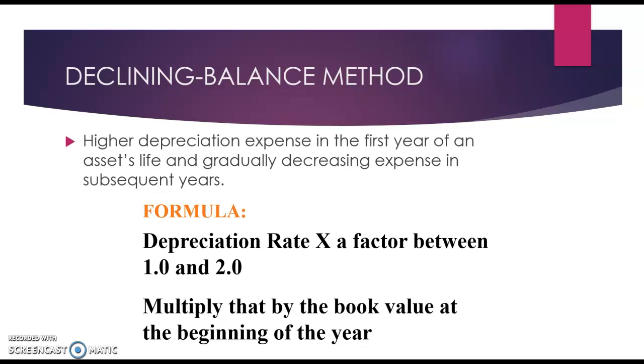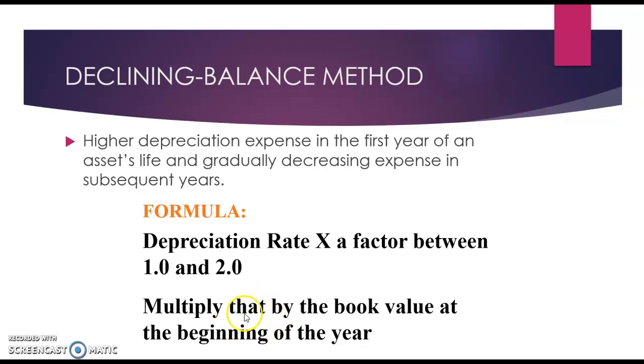The declining balance method is the most commonly used of the accelerated methods. What we do is take the straight line depreciation rate and multiply it by a factor somewhere between 1.0 and 2.0. The most commonly used of those is 2.0. In other words, we're taking the straight line rate and multiplying it by 2, which is doubling it, and so we oftentimes call that the double declining balance method.